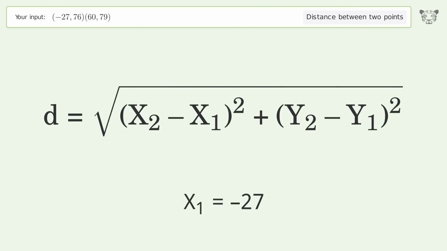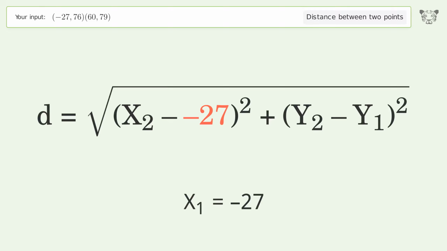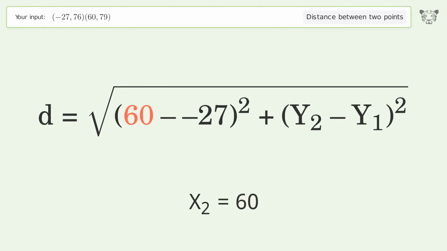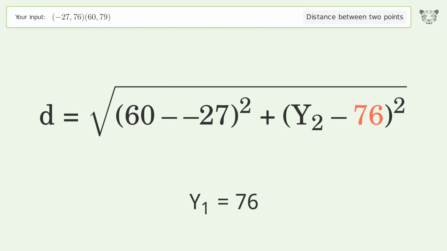x1 equals -27. x2 equals 60. y1 equals 76. y2 equals 79.